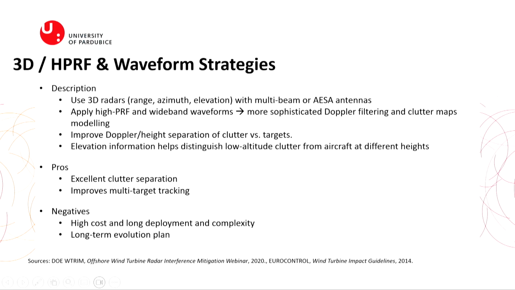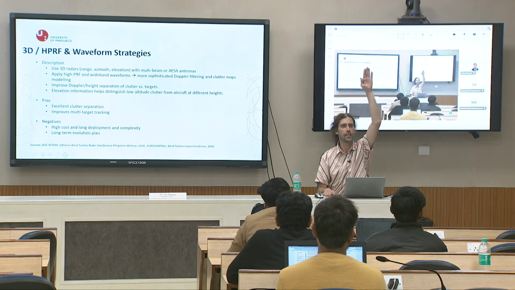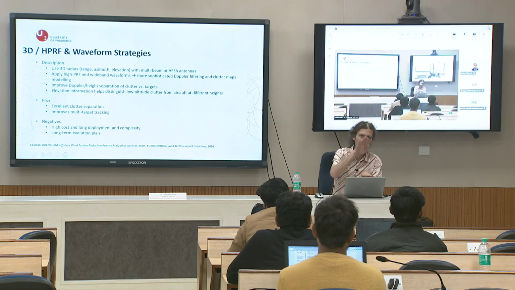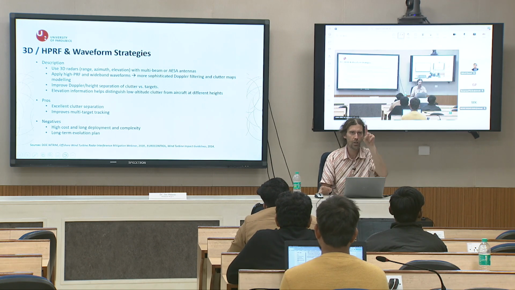Next approach is for 3D radars or HPRF, which is high pulse repetition frequency, and waveform strategies. It is used only for 3D radars, which know range, azimuth and elevation, with multi-beam. And I can design some adaptation algorithm, and I have multi-beam. So one beam of the antenna looks at this area, this area, and from comparison of the results I can design an algorithm and somehow mitigate this.